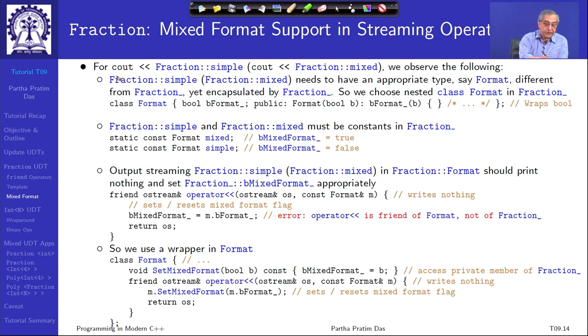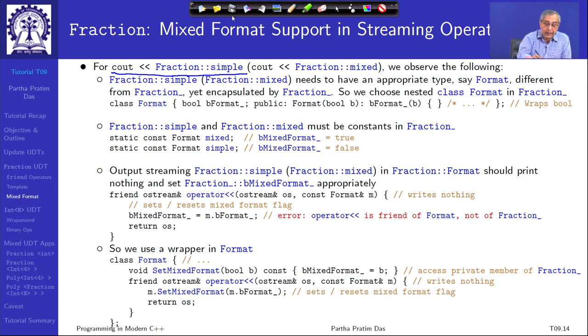Now, if I stream this format setter object to cout, what is the type of that object? If it is a fraction object itself, then it will invoke the behavior of the output streaming friend function that we have written for the fraction object, and it will try to print the fraction. So, it cannot be that, it has to be some other object type. The basic information that I want to set is whether it is true or false.